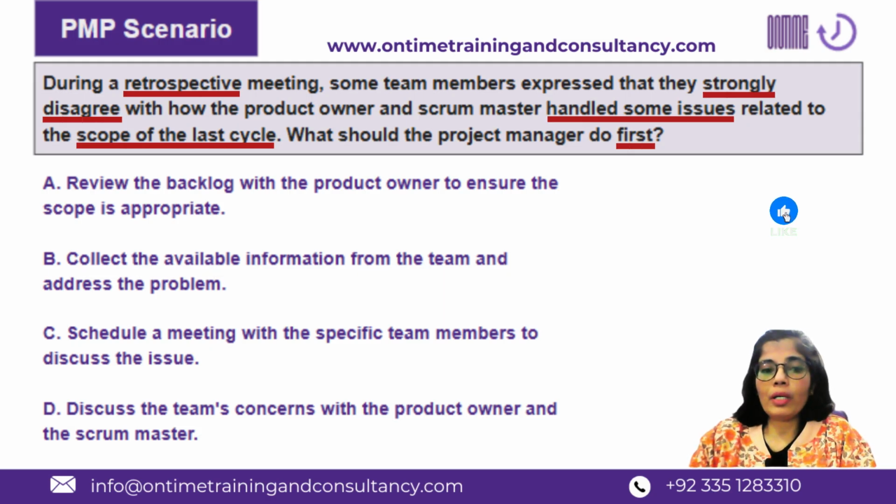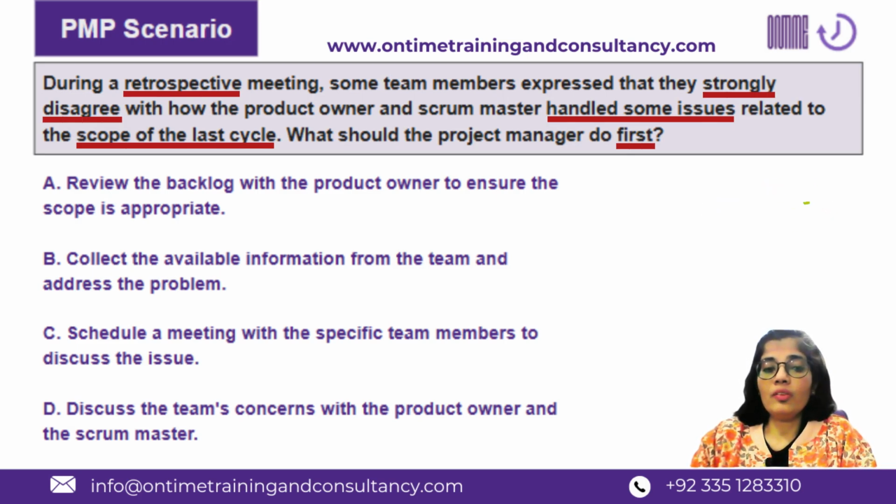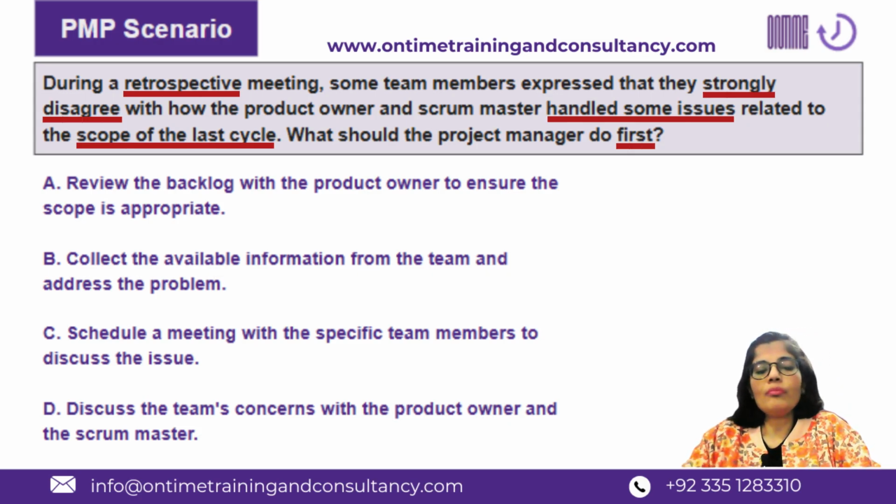Option A, review the backlog with the product owner to ensure that the scope is appropriate. Option B, collect the available information from the team and address the problem. Option C, schedule a meeting with the specified team members to discuss the issue. And option D, discuss the team's concerns with the product owner and the Scrum Master.